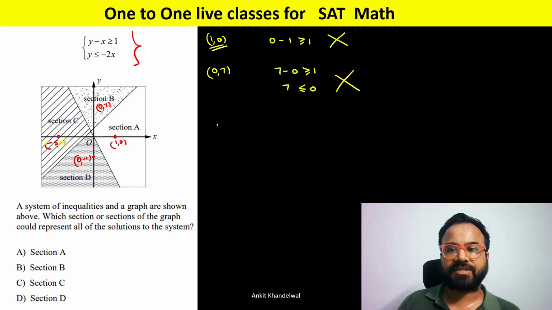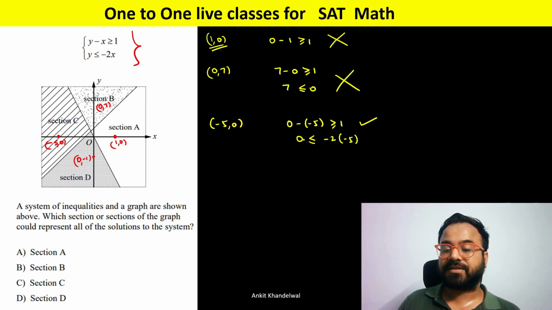Let's check section C. In section C, we have taken the point as minus 5, 0. Let's put it in the first one. y as 0 and x is minus 5: 5 is greater than or equal to 1. Yes, this is true. And the second inequality, y is 0 and x is minus 5, so 0 is less than or equal to 10. This is also true. So the section C point is satisfying both the inequalities. So this is going to be the correct answer.